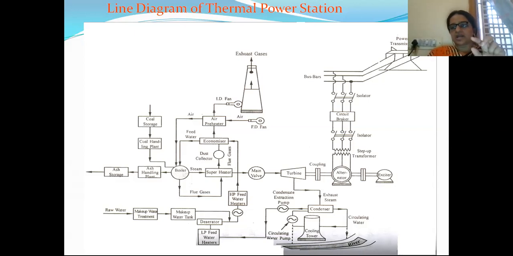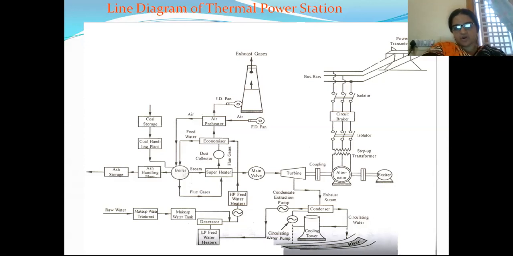Your air preheater will take some heat energy from the flue gases, and it will give this heat energy to the air which is supplied to the boiler. Next, coming to the economizer. What the economizer does is, again, it takes some heat from the flue gases.